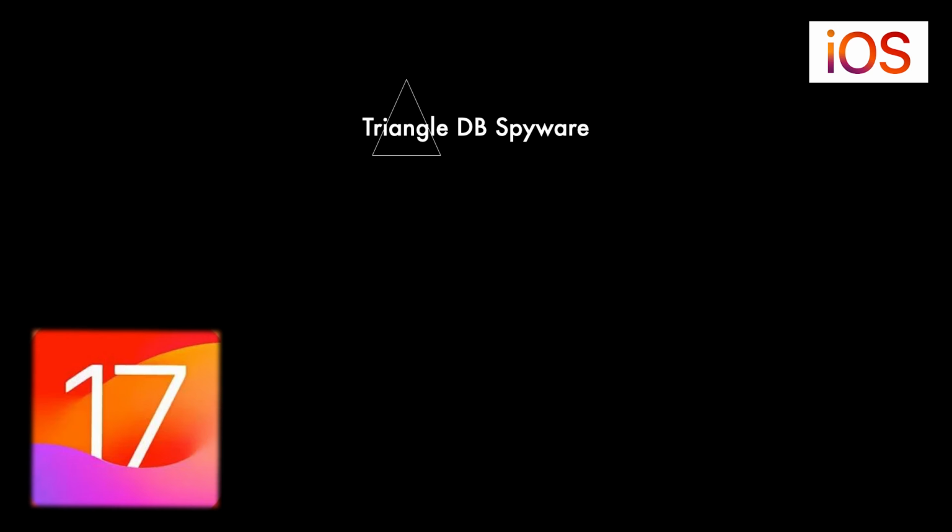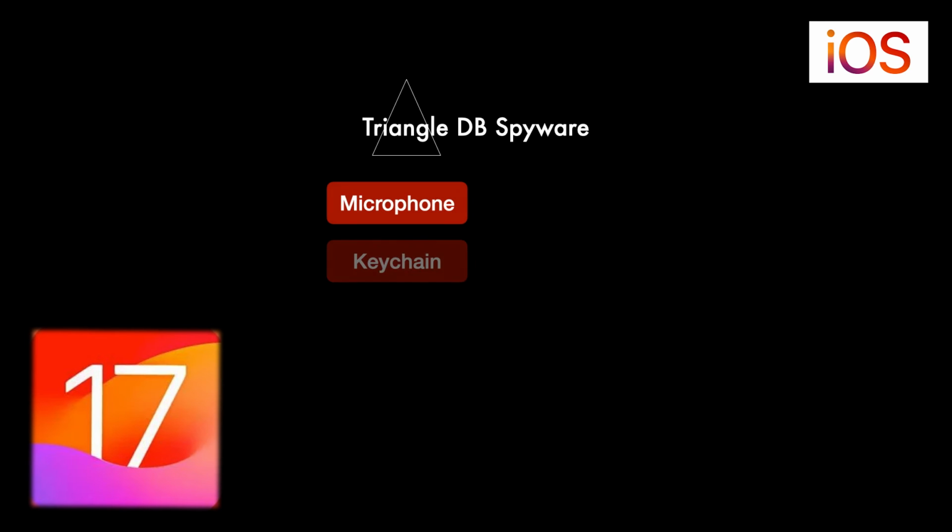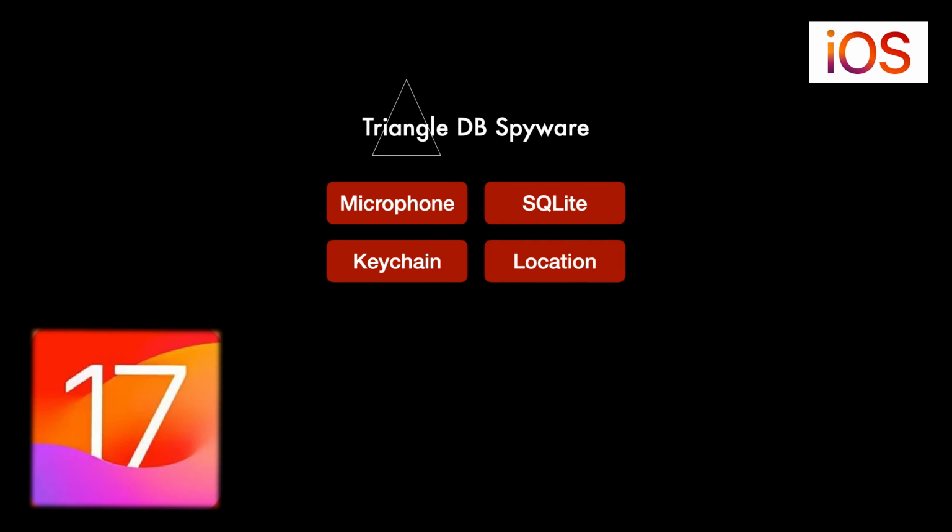The TriangleDB implant, which targets Apple iOS devices, has been discovered to consist of four distinct modules. These modules are designed to record microphone audio, extract iCloud keychain data, steal information from SQLite databases used by various apps, and also estimate the device's location. So you can see they definitely know what they're doing.